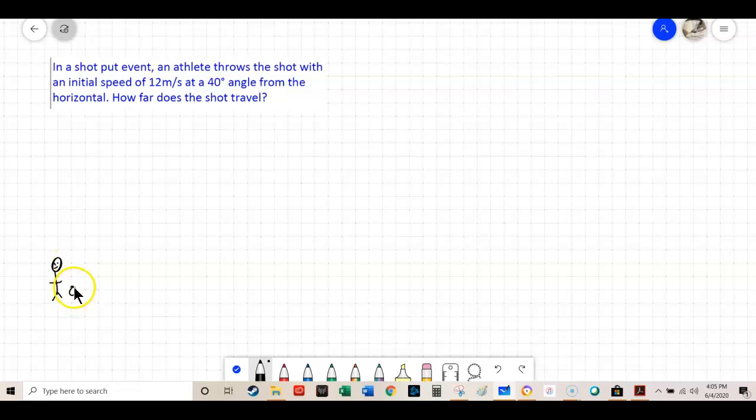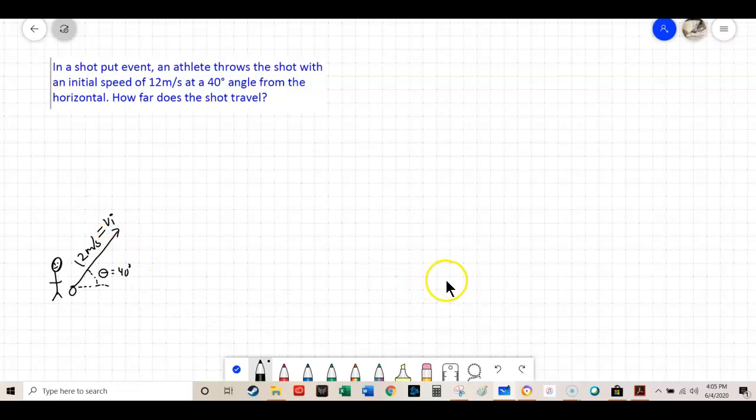They're going to throw a ball, and they're going to shoot it at an angle of 40 degrees from the horizontal. So theta is going to be equal to 40 degrees. And this is being launched at 12 meters per second. And that's the initial velocity, okay?